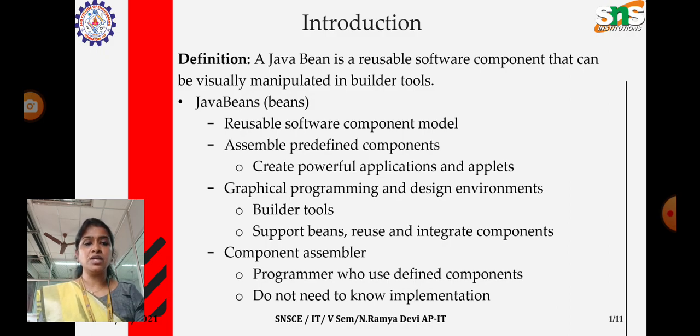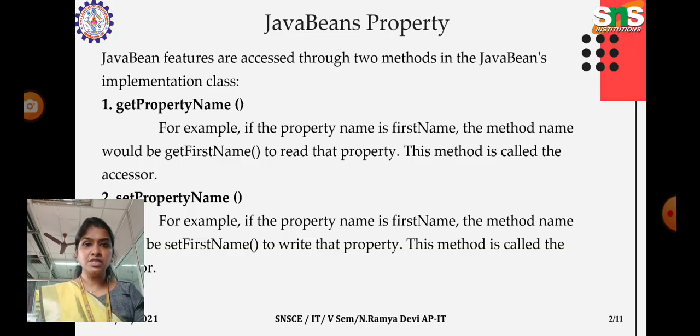It supports bean reuse and integrating components, and a component assembler programmer who uses defined components does not need to know the implementation. So these are the Java bean properties. There are two properties called get property and set property. Java bean features are accessed through two methods in a Java bean implementation class. The first one is the get property name. For example, if the property name is first name, the method name would be getFirstName to read that property. This method is called the accessor.